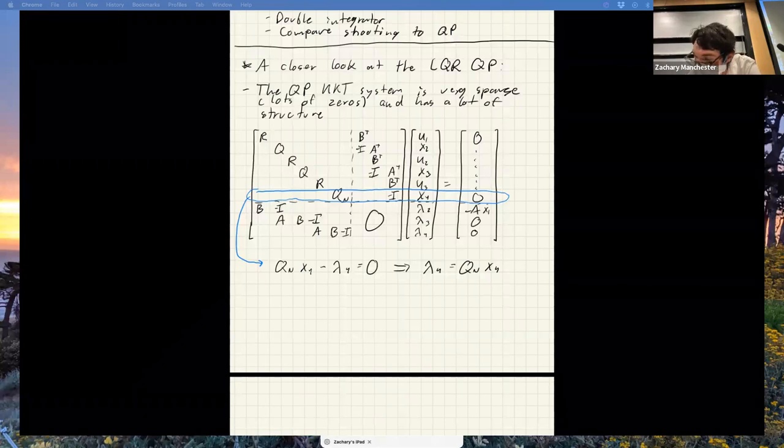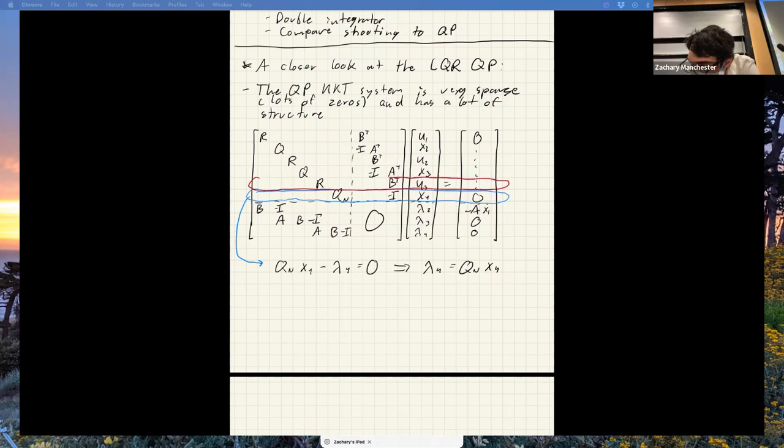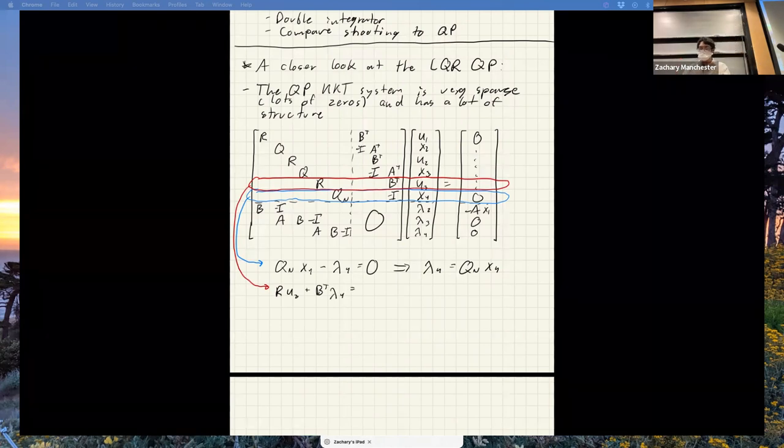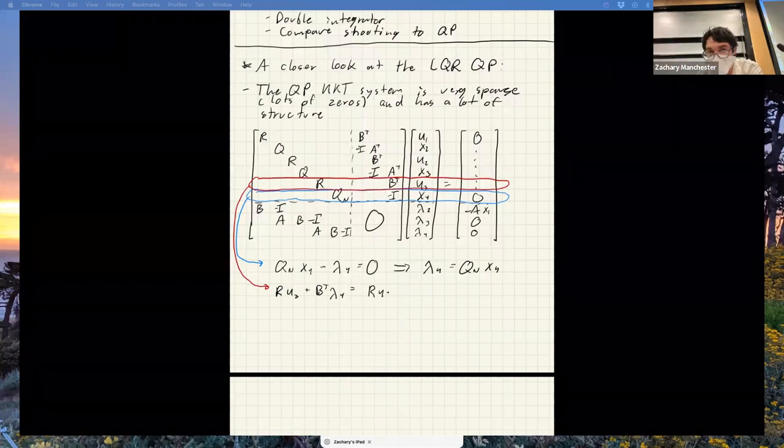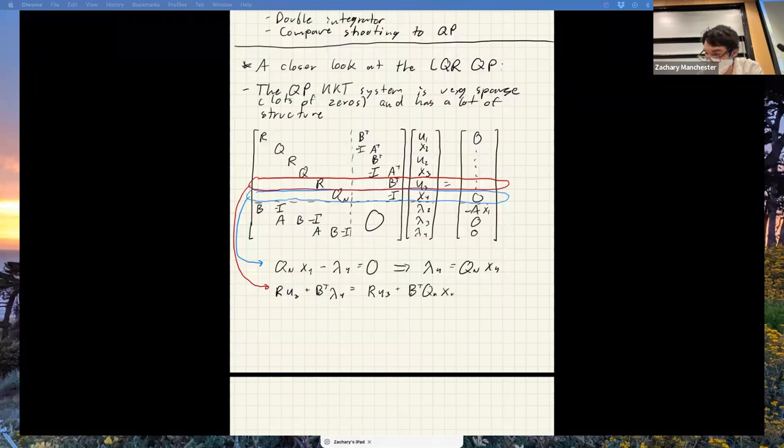So the next one is R U3 plus B transpose lambda 4 equals. So now again, I'm going to plug in the line I just found for lambda 4 into this. So this is R U3 plus B transpose Qn X4. And this thing has to equal 0.